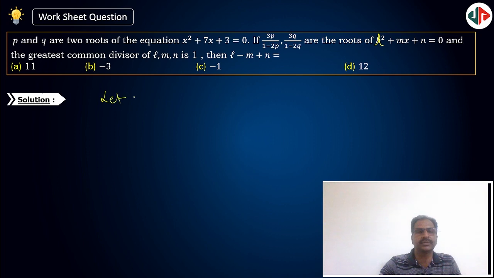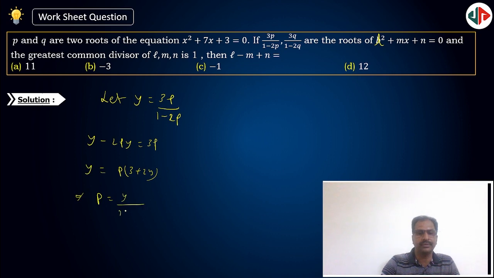This should be done like this. Let y be equal to either 3p by 1 minus 2p or 3q by 1 minus 2q. Take any one as y, do cross multiplication, or y is equal to, take p common. So what is p from this? y by 2y plus 3.